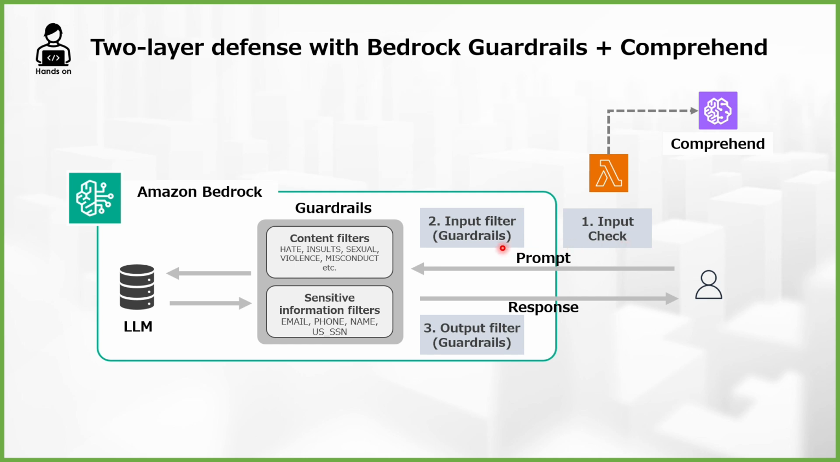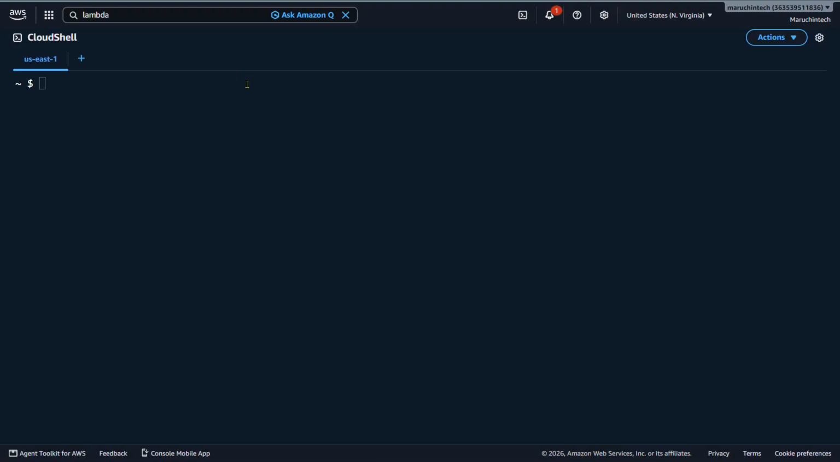And in the second layer, the Bedrock Guardrail detects the personal information and harmful content. On the output side as well, it detects whether the response generated by the model contains personal information or harmful content. So now let's walk through this in the actual console.